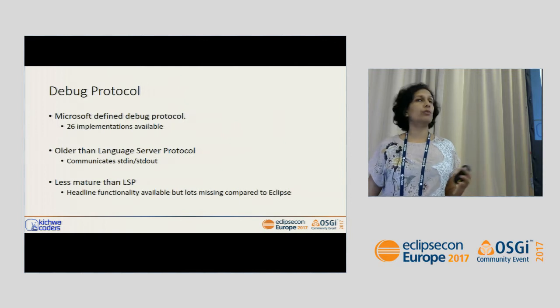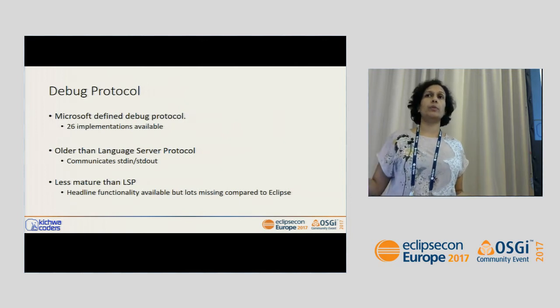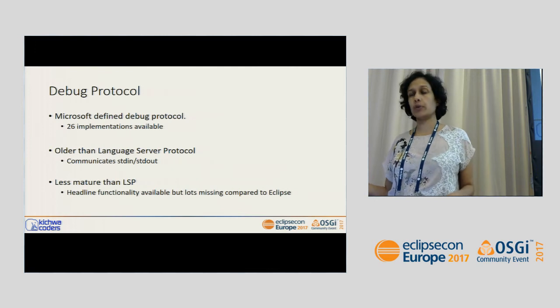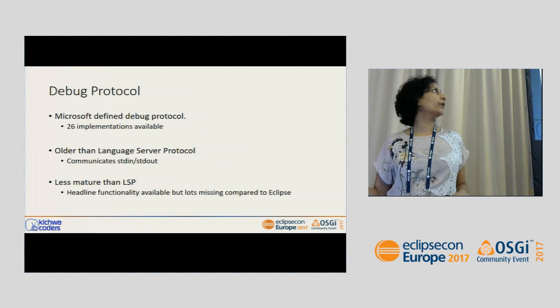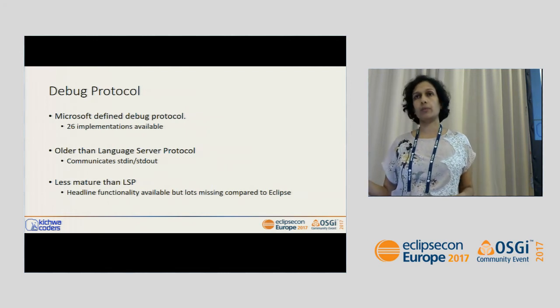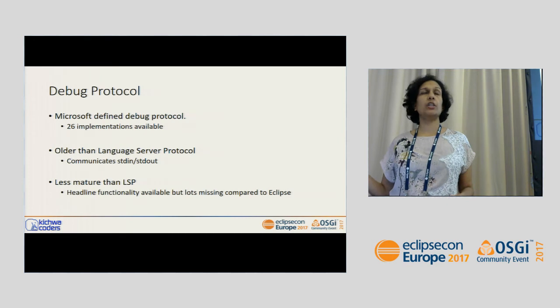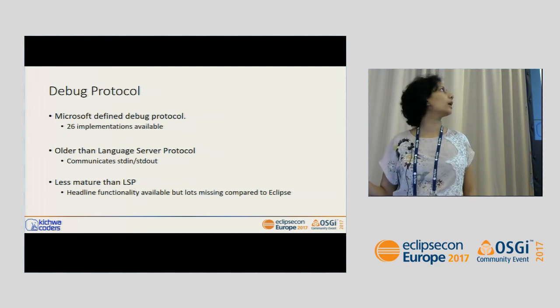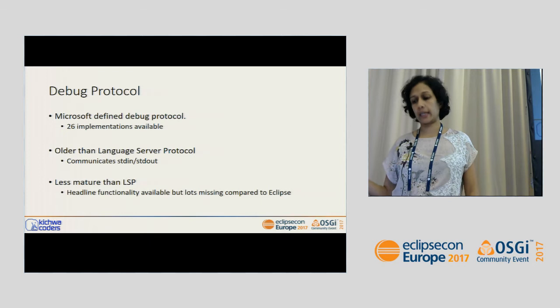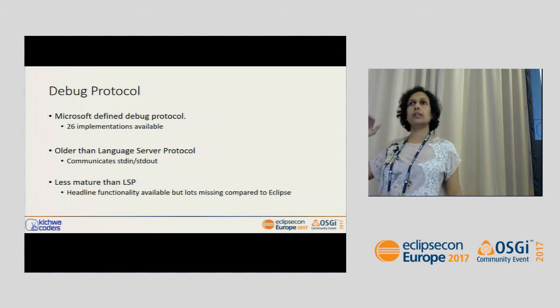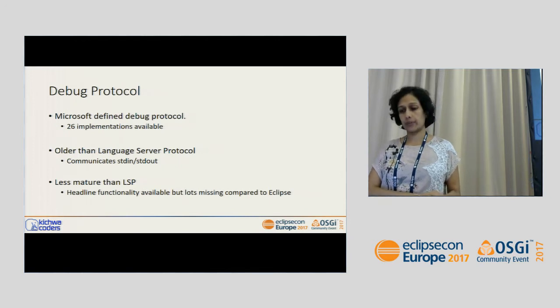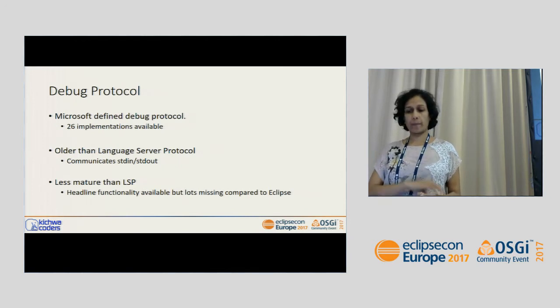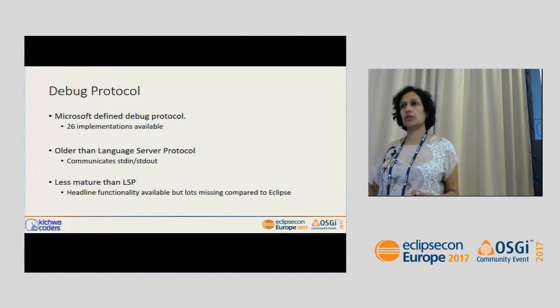So then we're sort of saying, well, can we look for something that's similar to the language server protocol? Yes, Microsoft already provide an equivalent to that, which is the debug protocol. So it was created much earlier than the language server, but I would say it's less mature than LSP. So it hits the headlines in terms of the main functionality, but there's lots missing compared to Eclipse. And one difference with the language server protocol is it communicates over stdin, stdout.